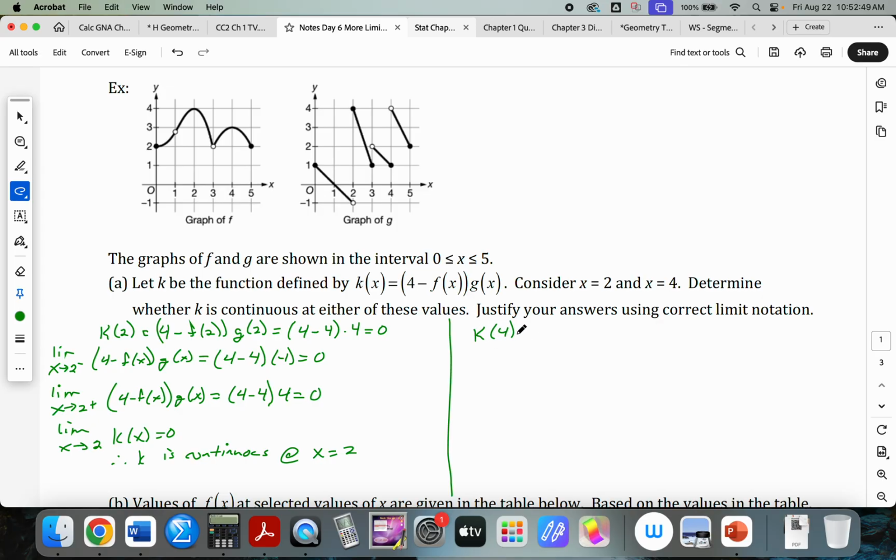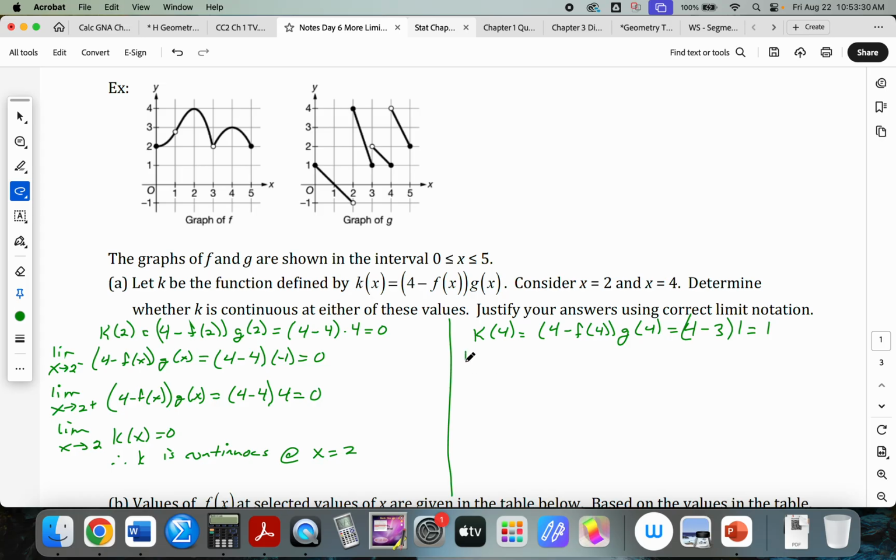All right, let's look at what happens at 4. K of 4 is going to be 4 minus f of 4 times g of 4. So that'll be 4 minus, what is f at 4? 3. And what's g at 4? 1. So that's 1. So k of 4 exists. That's the first part. If the function doesn't exist at the point, how can it be continuous at that point? That wouldn't make any sense.